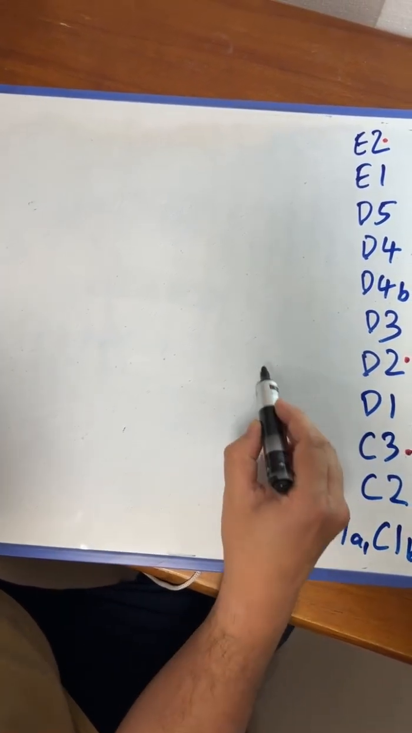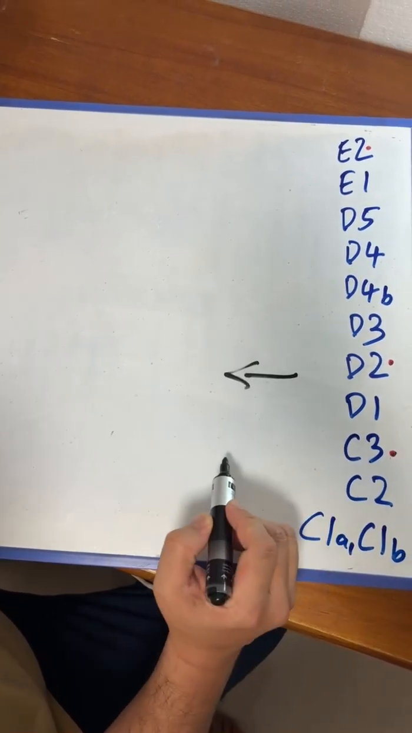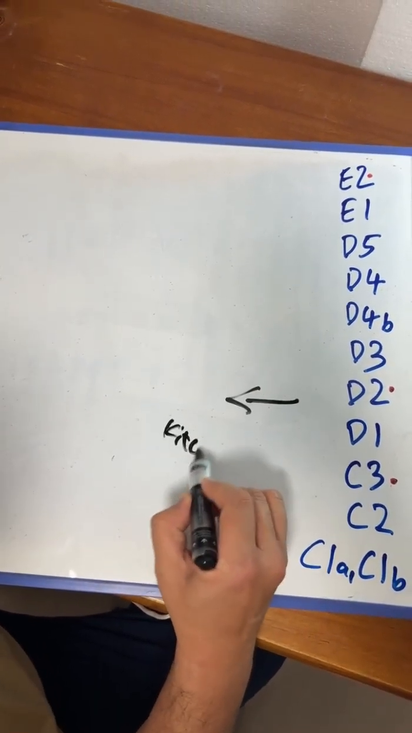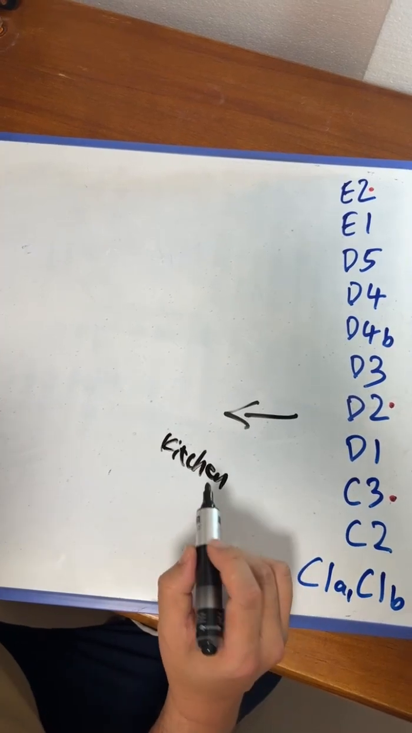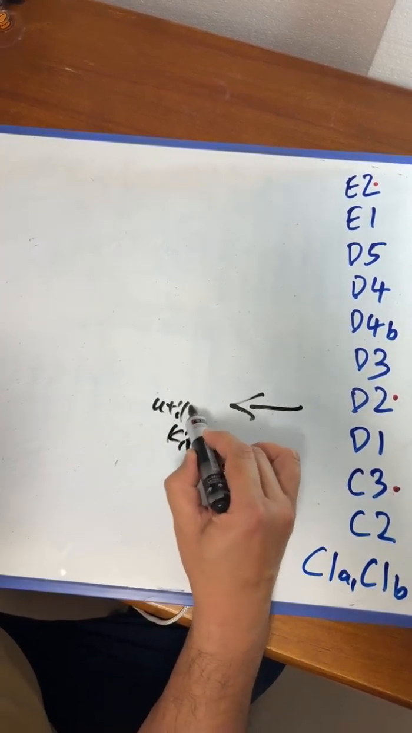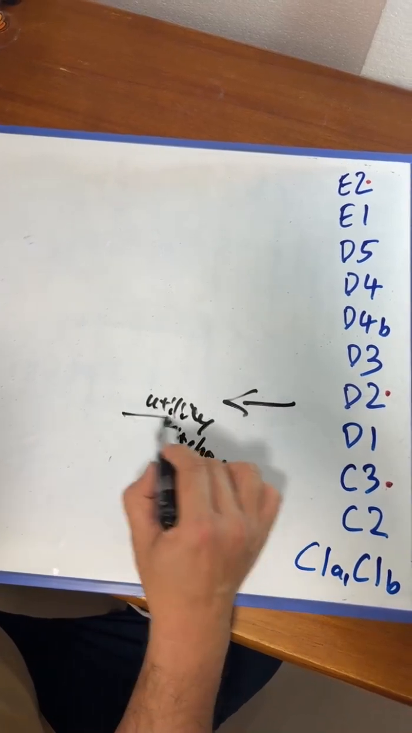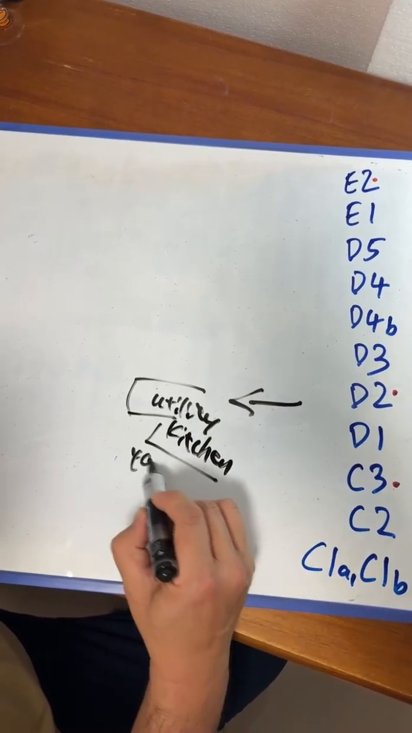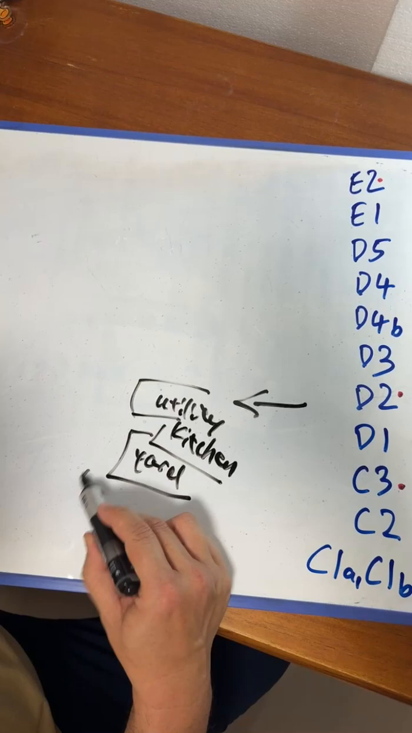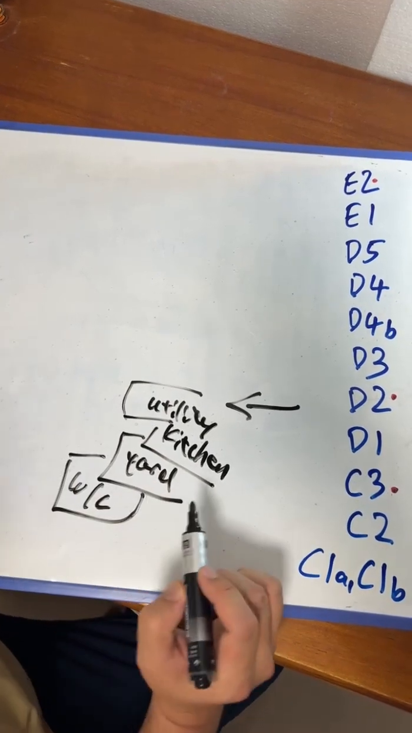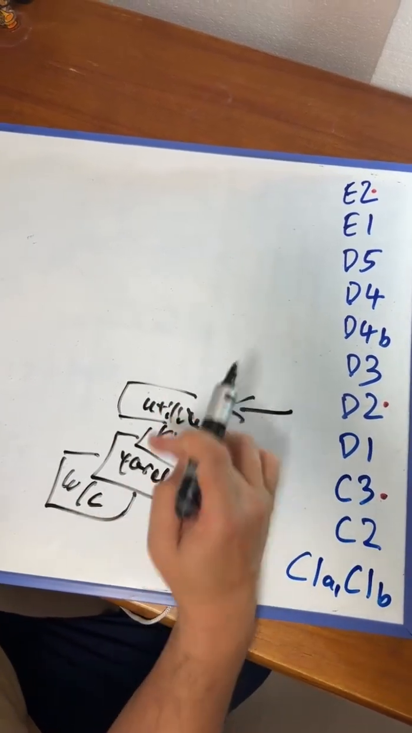Okay, let's go through this fast. So when you enter here, you have your normal kitchen, and then you have your utility room here. Then you have your utility kitchen, and you have a yard here as well. All right, then you have your WC, water closet here as well. So this is what you have when you enter.